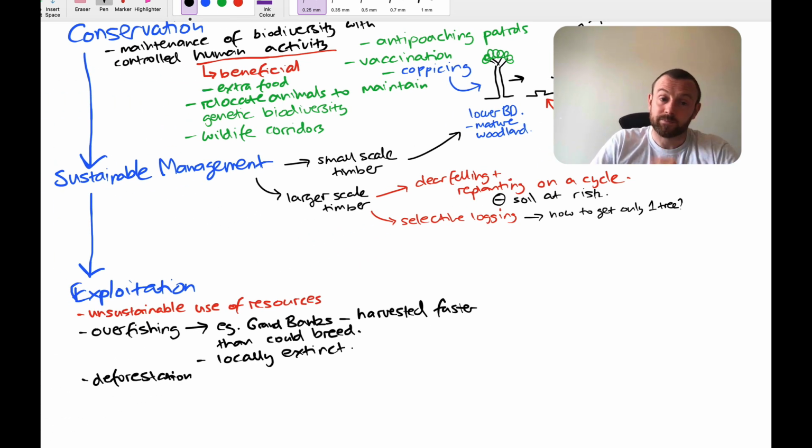So the other big thing in sustainable management is fisheries, okay?